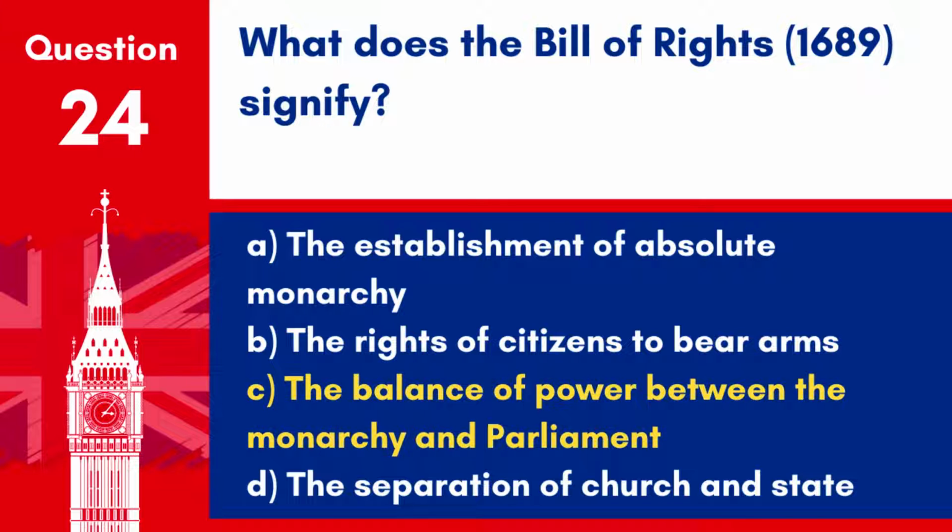Answer C. The balance of power between the monarchy and Parliament. The Bill of Rights 1689 is significant for establishing the balance of power between the monarchy and Parliament, ensuring that laws and taxes could not be imposed without parliamentary consent.